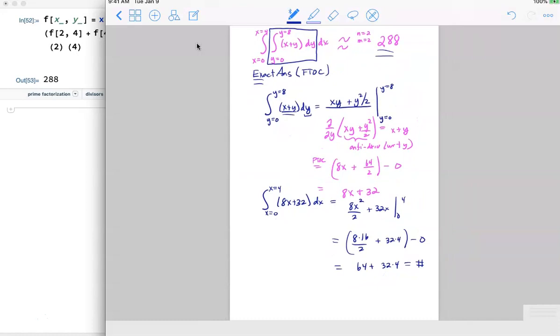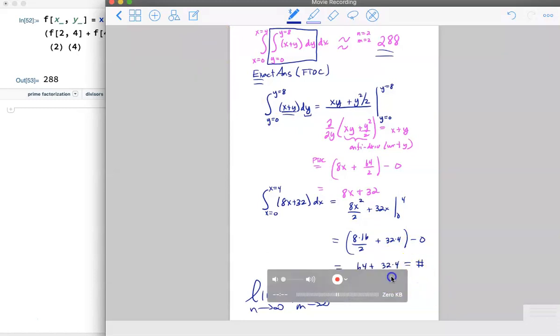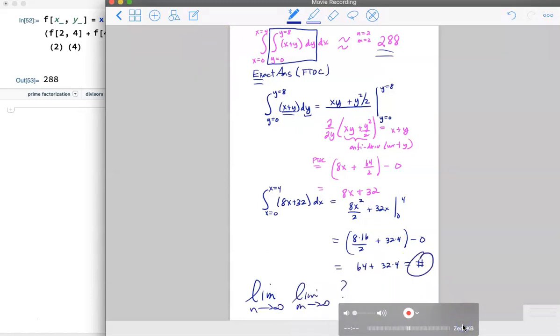So what we're going to see in the next video is what happens as the limit as n goes to infinity and the limit as m goes to infinity. What happens is we take more rectangles in both directions. And we will hopefully get the same number that we got here. And that's the subject of the next video.